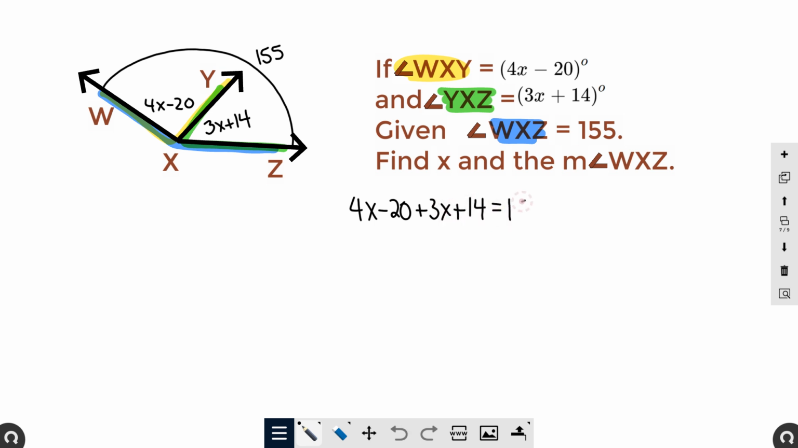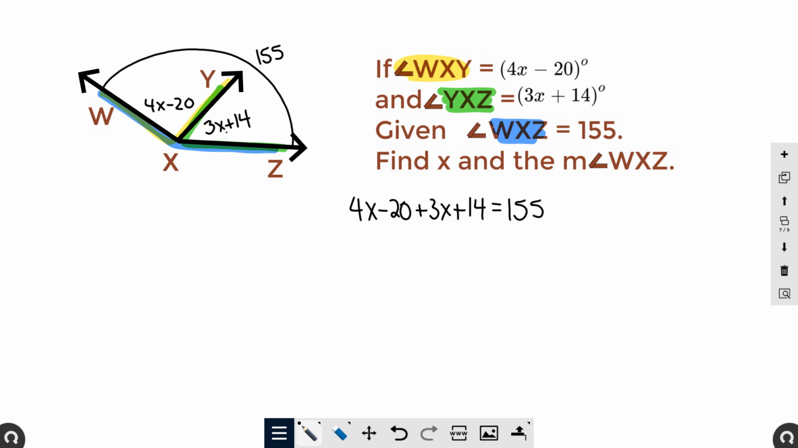Very good. You would do part plus part equals whole. You add the two parts together to make the whole thing, just like our segment addition postulate. Part plus part equals whole. And then we just add up our like terms and go through and solve.